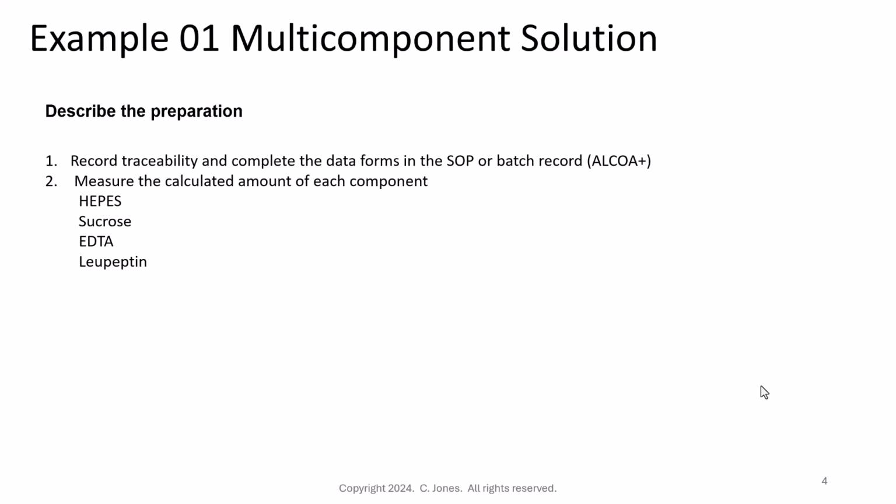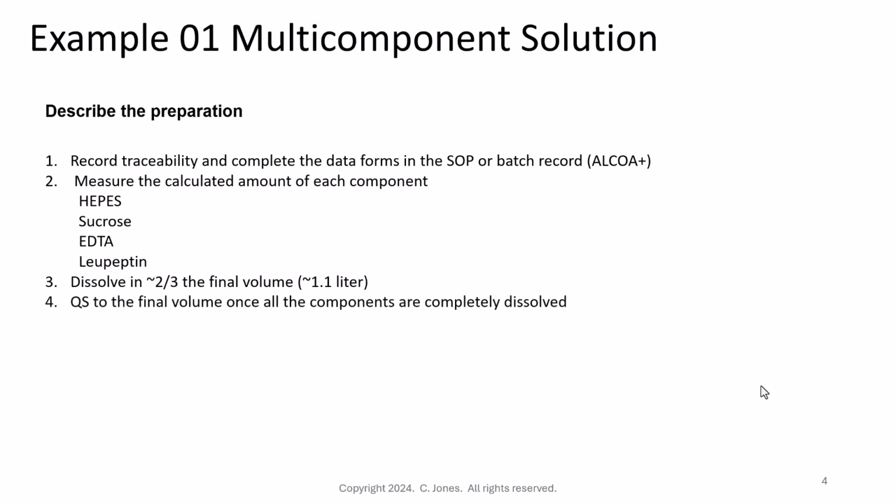Okay. Then we measure the calculated amount of each component. We weigh it out, we measure it out with a volumetric measuring device, but we weigh each component, and we dissolve all of those components in approximately 2/3 of the final volume of the solution that we want to prepare, right? All in the same vessel, right? So all 4 of those go into roughly 1.1 liters. We completely dissolve that.